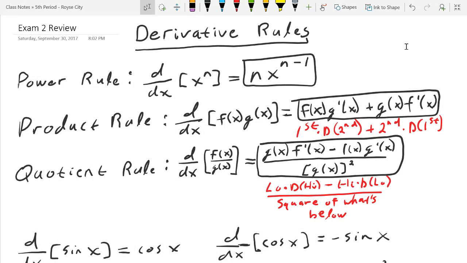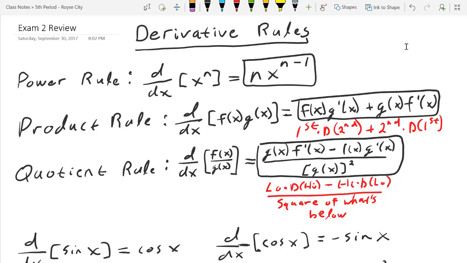This is the first in a set of videos reviewing for the second exam in Calculus 1. What will be needed on a lot of these questions are the derivative rules, starting with the power rule, which we use quite often. It's the one where we bring out the exponent to the front and subtract 1 from the exponent.